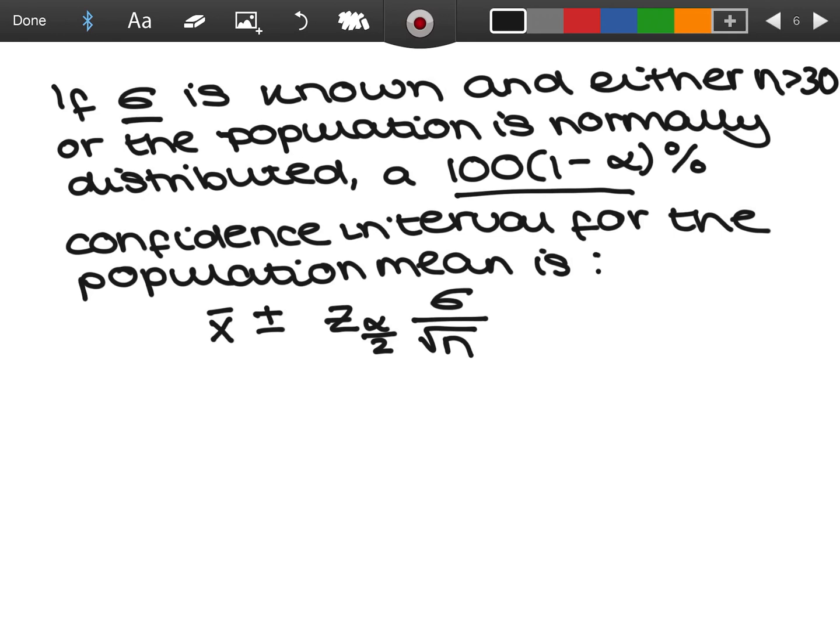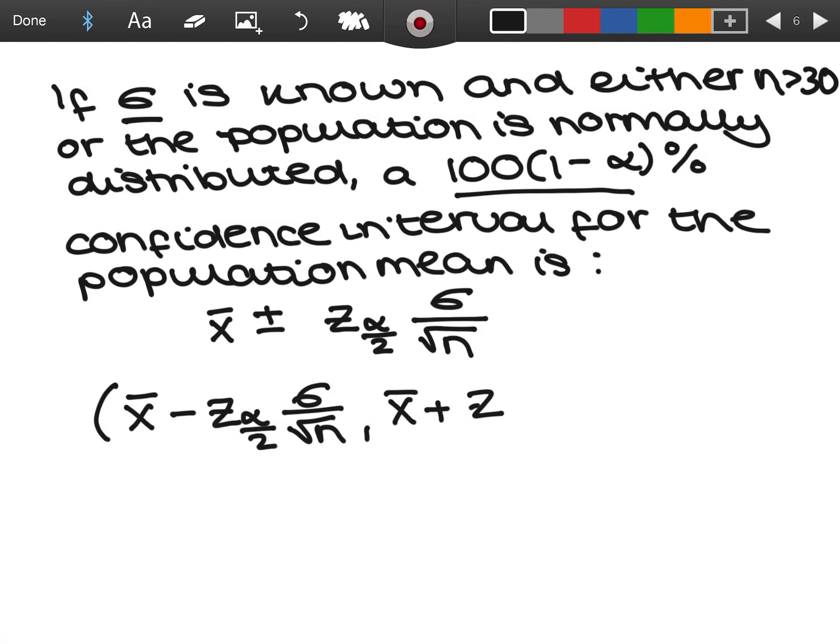Okay. So this would give you an interval, if you want to write it in interval notation. It would look like that. So all you have here is your upper and lower bounds. It's just written slightly differently. Okay, let's talk about this and what this alpha is that we've introduced here.